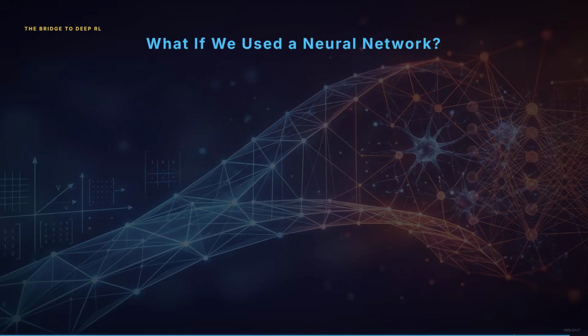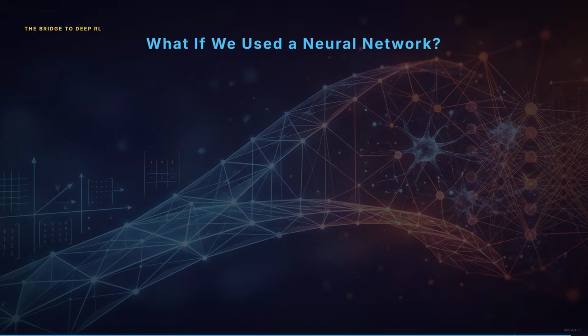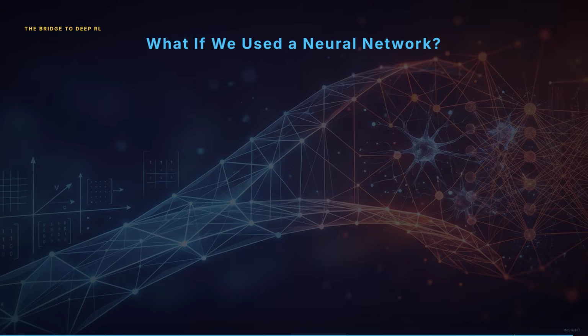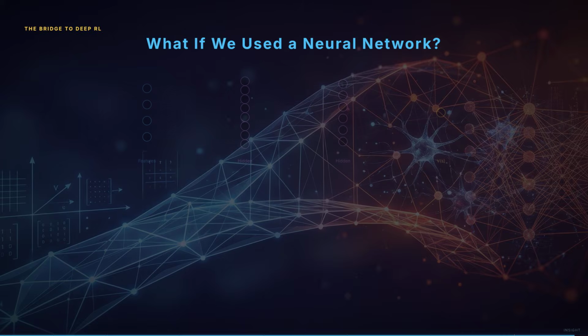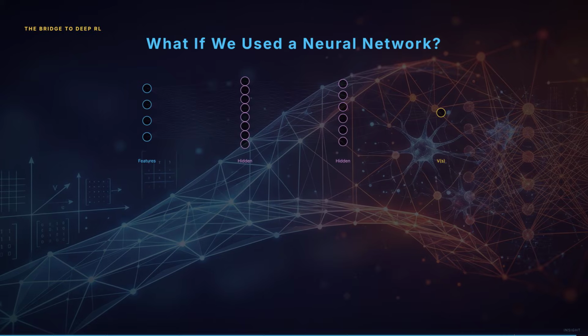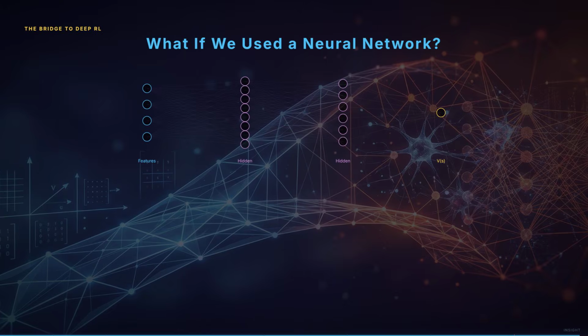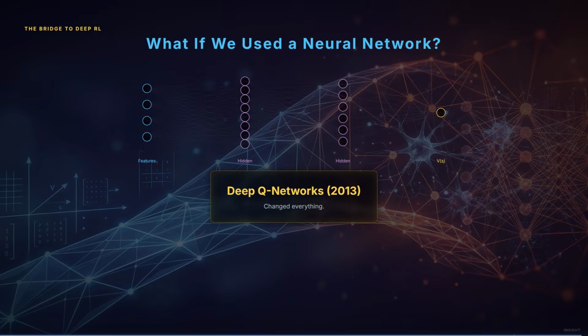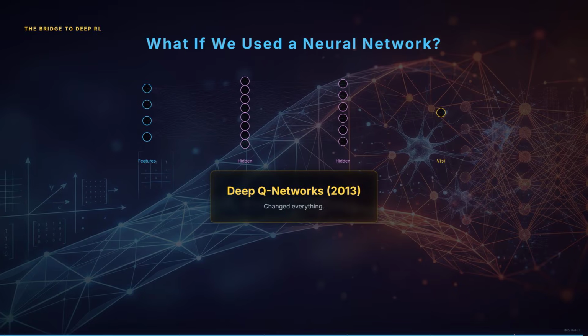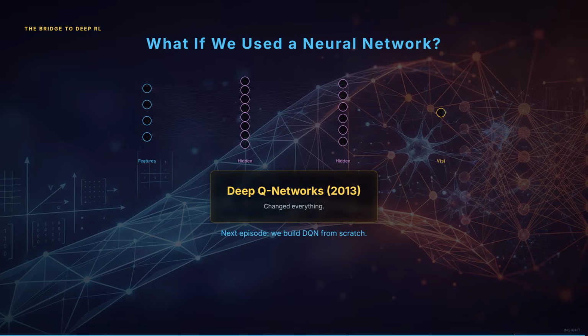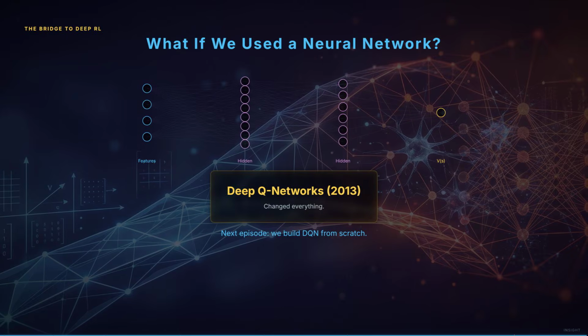This is where we reach the bridge to deep reinforcement learning. What if instead of a linear function, we used a neural network, a function that can represent any mapping from states to values? That's exactly what Deep Q networks did in 2013, and it changed everything. Next episode, we build DQN from scratch.